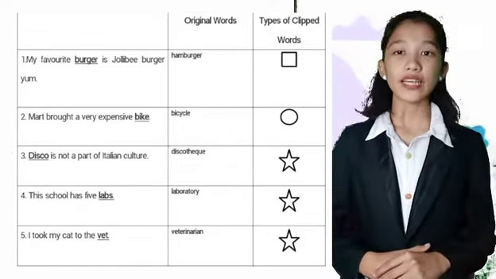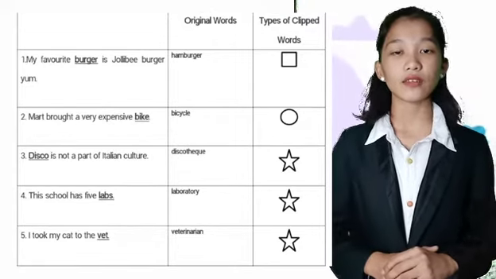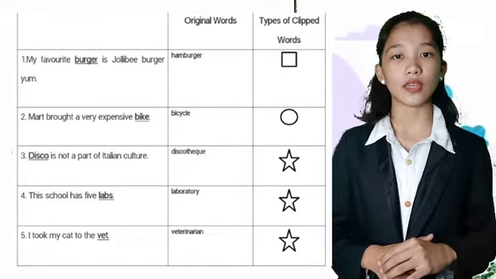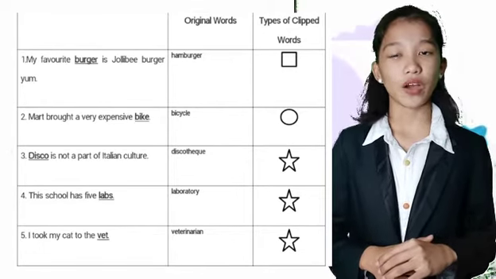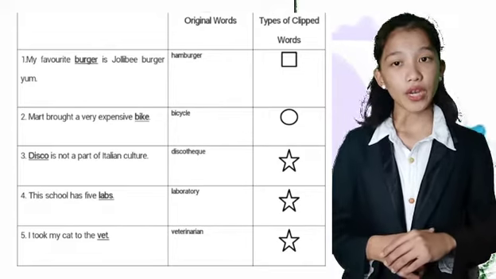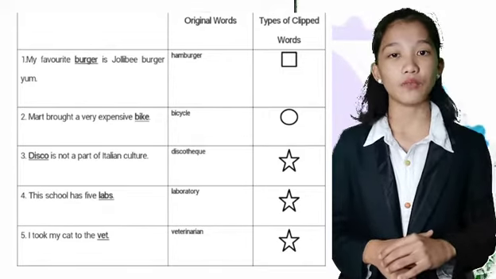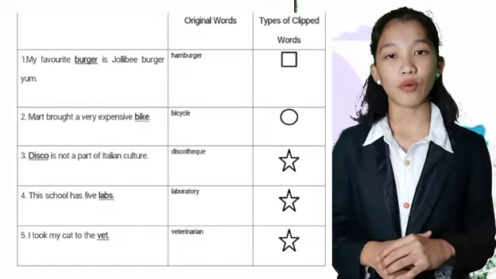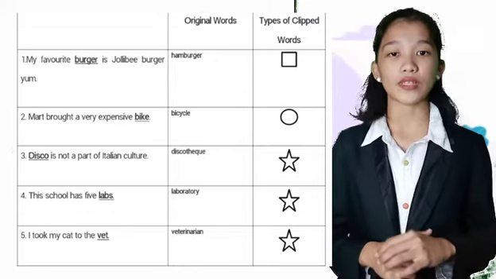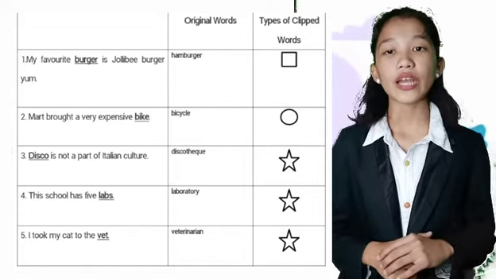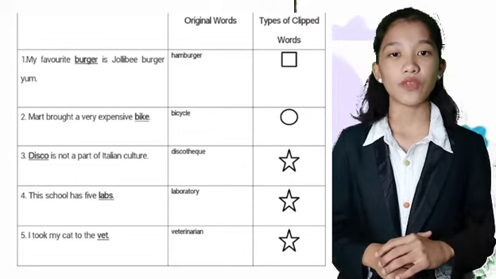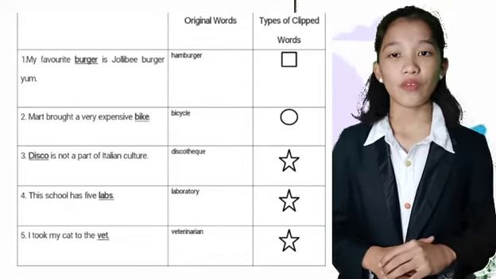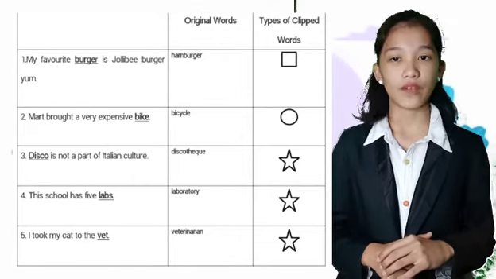Number 3. Disco is not a part of Italian culture. Correct answer is disco from the word discotheque, and it is in the shape of star. Number 4. This school has 5 labs. You are correct if your answer is labs from the word laboratory, and you must draw a star. Another star in number 5, and the word must be vet from the word veterinarian. And the sentence of number 5, I took my cat to the vet.